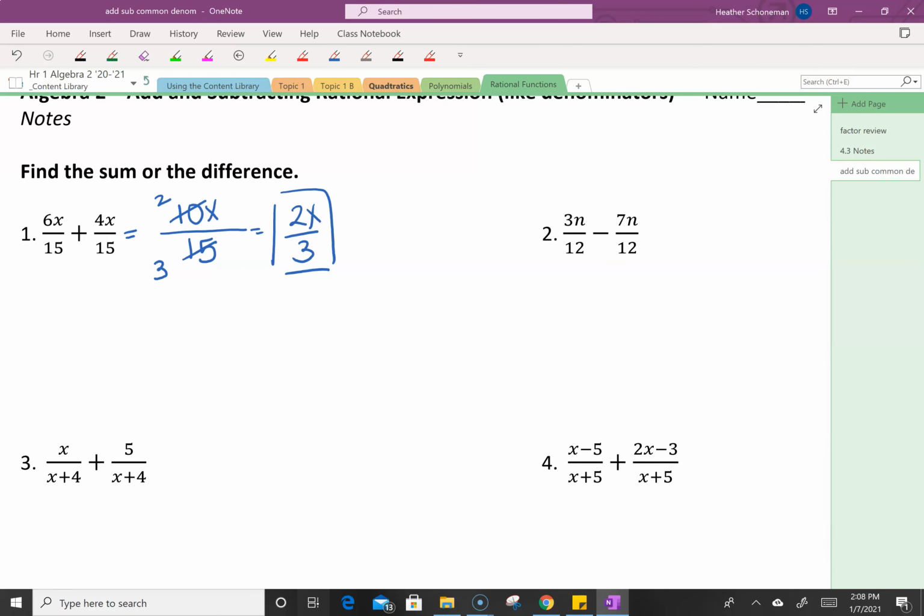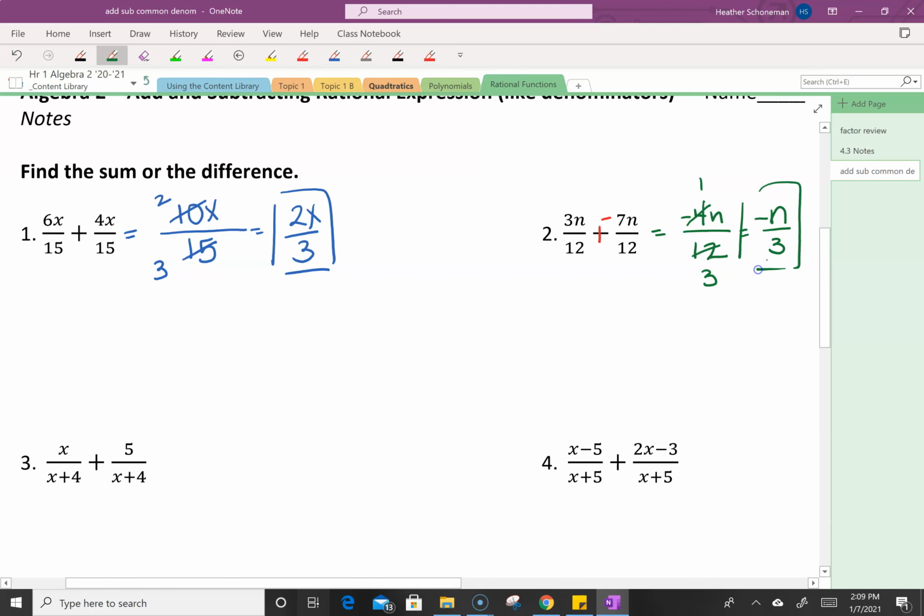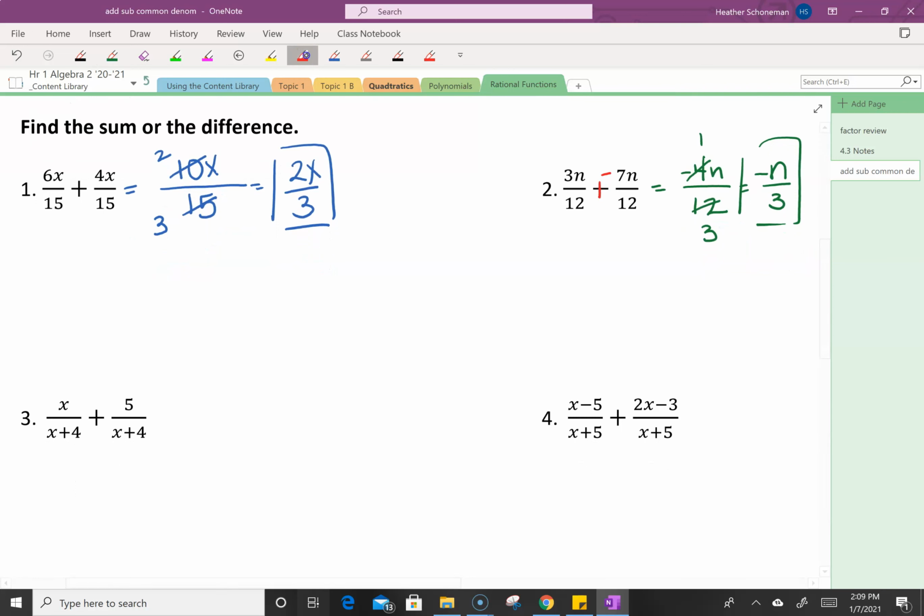And so that gives me 2x over 3 as my final answer. Okay, number 2, now I'm just subtracting. Remember, we're just going to change the subtraction to plus and minus, but everything else is the same. We have common denominators, so our denominator is going to remain 12, and then we subtract the top, so 3 minus 7 would give us negative 4n. But again, if we can reduce it, we can divide them both by 4, and so this gives us negative 1n, or just negative n, over 3 for our final answer.